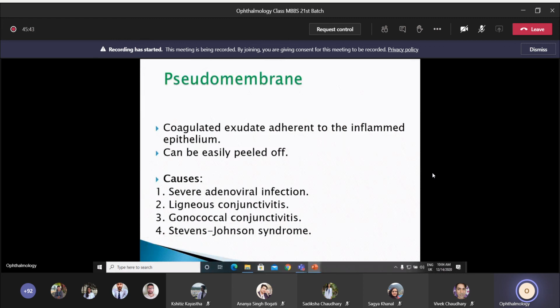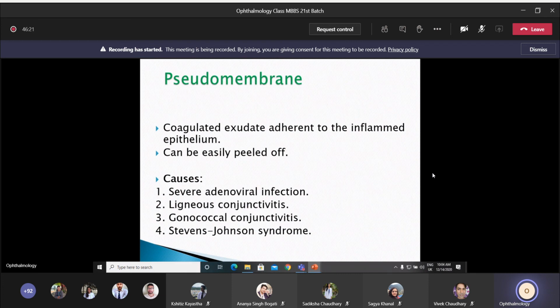Causes of pseudomembranes are various types of conjunctivitis: severe adenoviral infection, gonococcal or ligneous conjunctivitis, and sometimes even Stevens-Johnson syndrome. So these are the causes of pseudomembrane. You have to remember that a pseudomembrane can be easily peeled off, and there will be no bleeding when the membrane is removed.